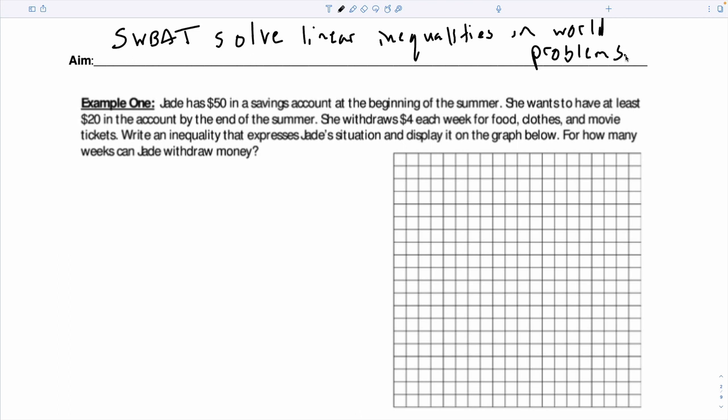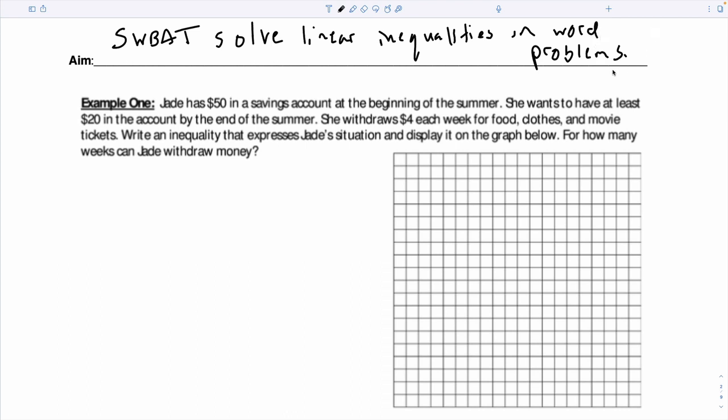Add in word problems. You've had 2 days of solving inequalities so far. We're going to add word problems, combining real world situations with word problems. There you go. Read the first example, please, Elliot.